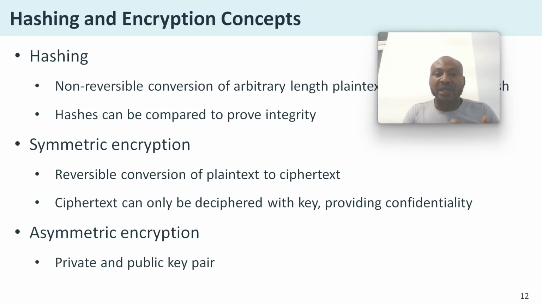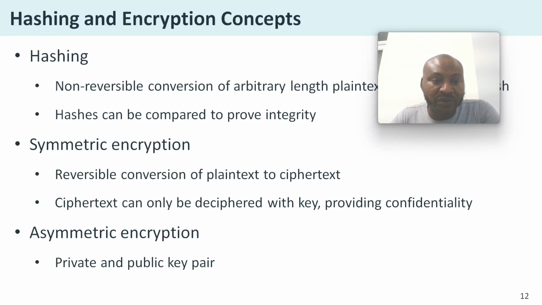When it comes to encryption, there are two methods: symmetric and asymmetric. In symmetric encryption, when you encrypt a message and try to decrypt it, you just need one key. We call it the private key. Symmetric encryption is just one key to encrypt and decrypt.